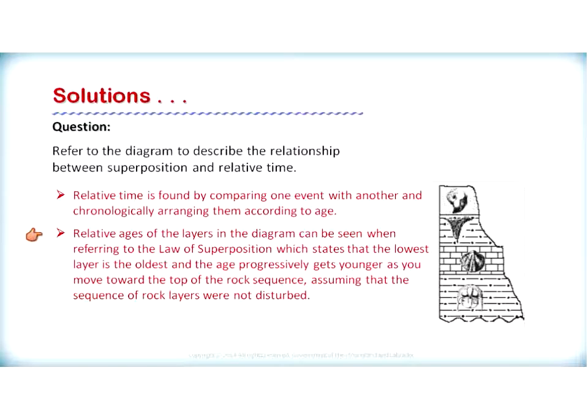The relative ages of the layers of the diagram can be seen when referring to the law of superposition, which states that the lowest layers are the oldest and the upper layers are the youngest, assuming that the rock sequences have not been disturbed. So when we look at the 4 layers of rock, in this case, the layers at the bottom, in this case the shale, which contains the trilobite fossil, and the shale, which is 2 layers up, which contains a shark-tooth fossil.